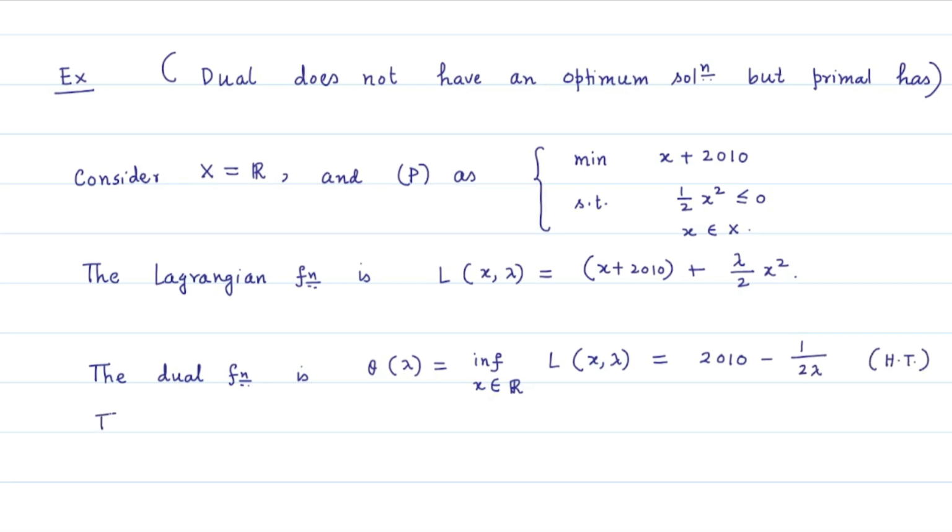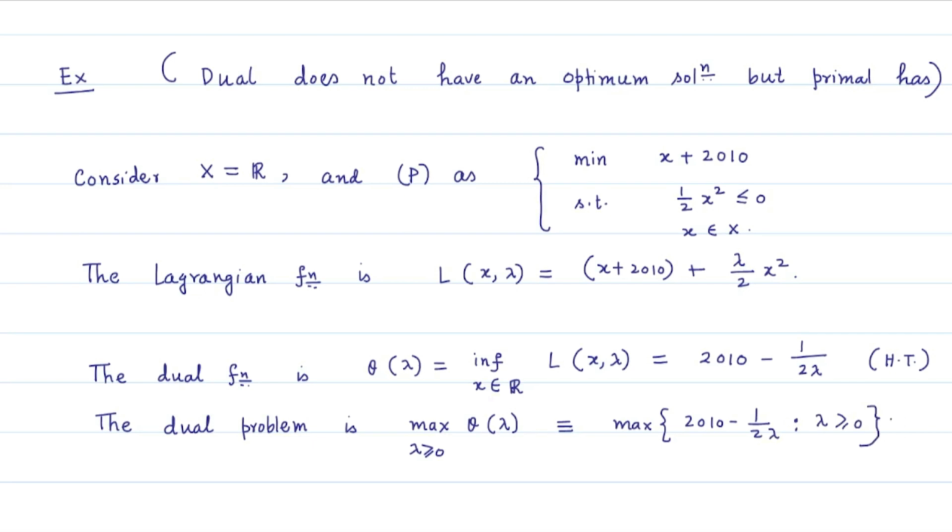And therefore the dual problem is the maximization of this function theta(lambda) over lambda greater than or equal to 0, which is the maximization of minus 1 over 2 lambda subject to lambda greater than or equal to 0. We notice that this function does not have any maximum over lambda greater than or equal to 0. And therefore the dual problem does not have any optimum solution, even though the primal problem has an optimum solution.